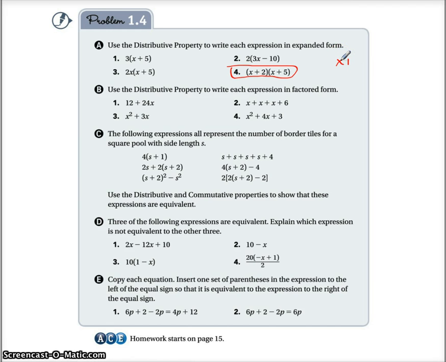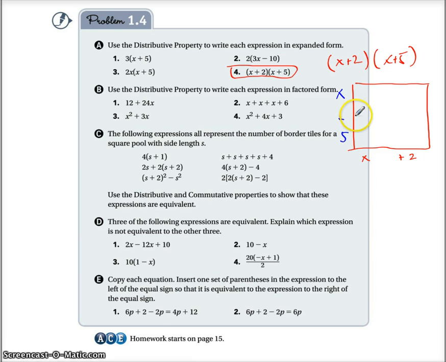So if we have x plus 2 times x plus 5, I'm going to draw this out like they did on the pool. Okay, so here's my pool, and I'm going to call this side x plus 2. I'm going to call this side x plus 5. So the x length is going to be, I don't know, that long. So this is my x length here. My x length here should be about the same amount. So this is about x by x.